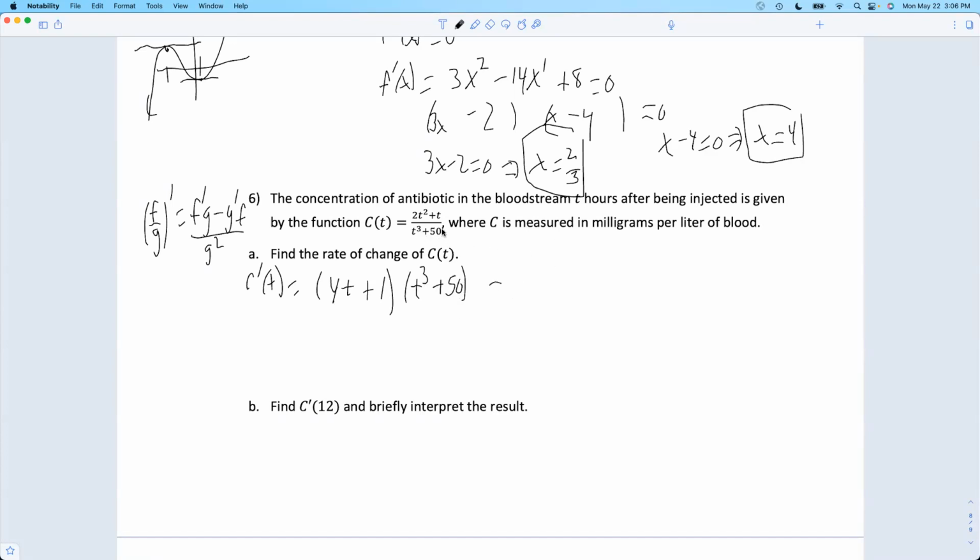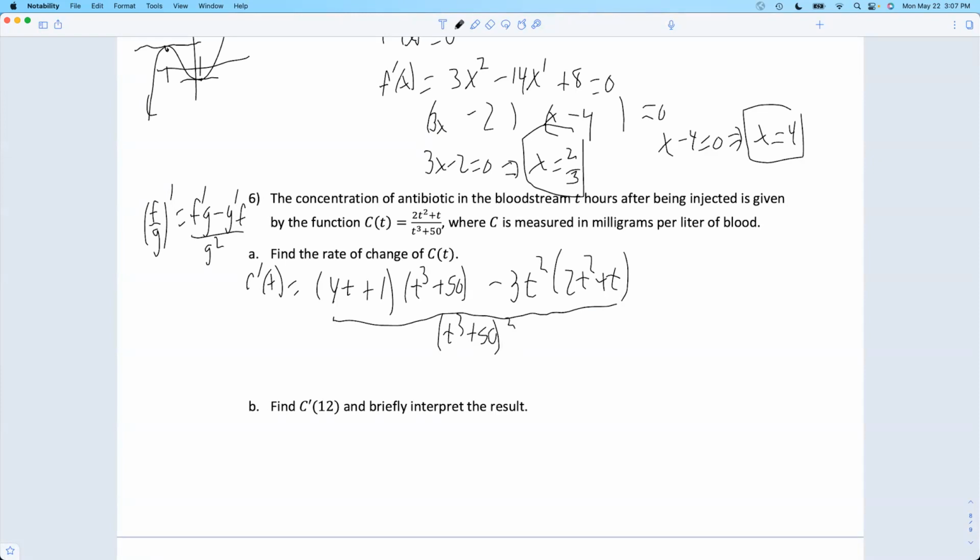Minus derivative of the bottom. The derivative of t cubed would be 3t squared plus 0. That's a comma right there after the function. That's not part of the function. The derivative of 50 is just 0. So there's G prime, the bottom derivative, times leave the top alone, all over the bottom squared. Don't forget your squared there.